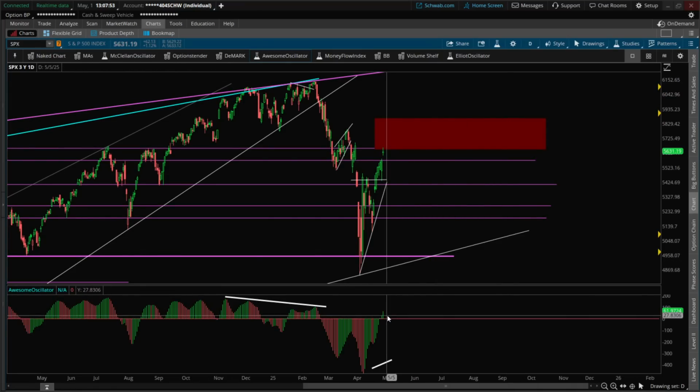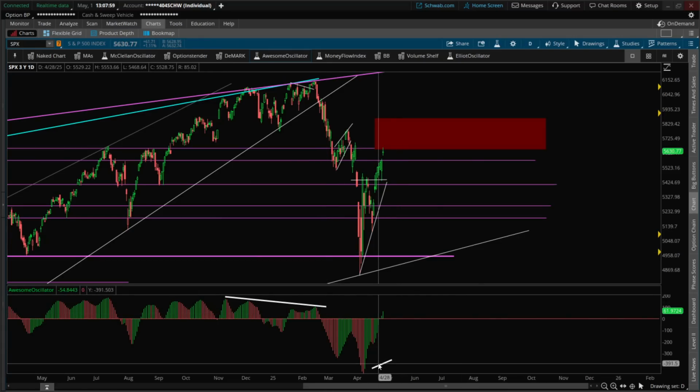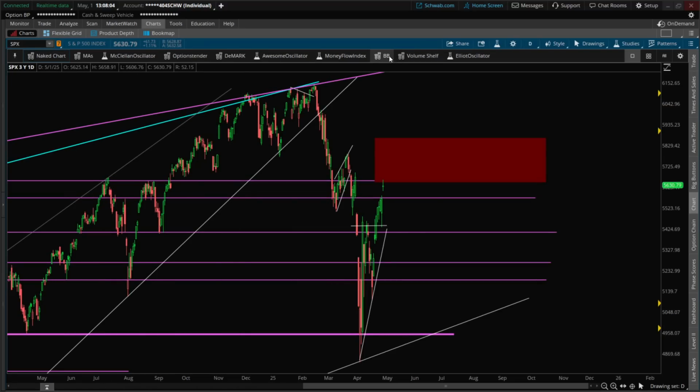Awesome Oscillator. Still getting into that positive territory. Is this a downtrend where we're just getting to that? Could be. I left these available just to see if we're going to get positive divergence if we eke out a new low. All right, let's go over to SPY.